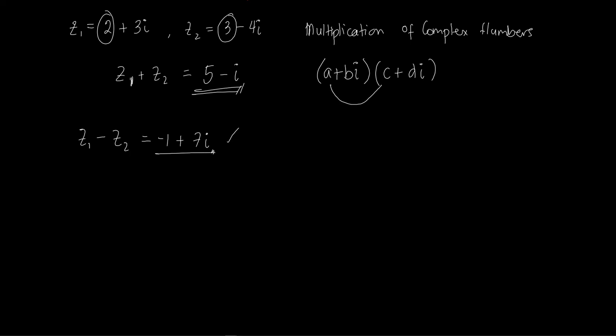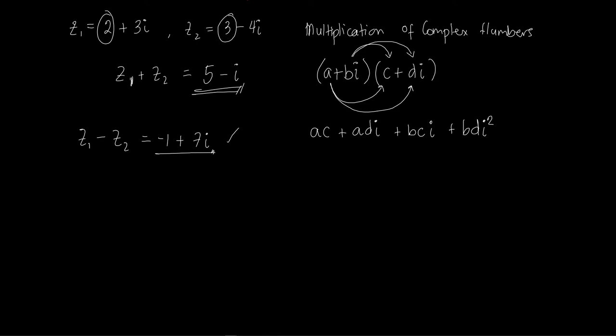The first terms, A times C. Multiply them, so we have AC. Next, A times Di, so we have plus ADi. Next, Bi times C, so we have plus BCi. Then, Bi times Di, we have plus BDi squared. Okay?